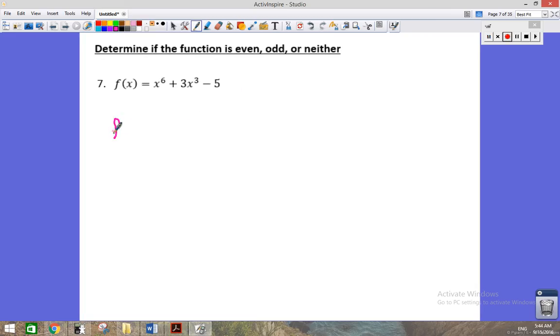This function, whatever you give it, whether it's something that's easy or complicated, it's going to create these three terms. This first term is going to take whatever number you give it and raise it to the 6th power. Then in the second term, it's going to raise that same input to the 3rd power, multiply it by 3. And then it's going to add these two results together, and then finally it's going to take that result and subtract 5.